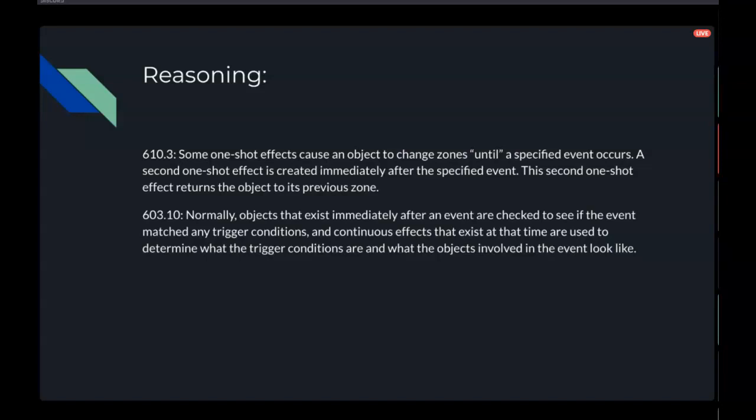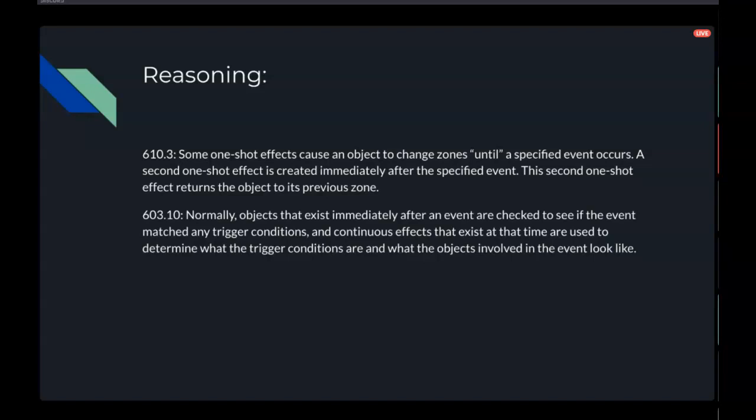Now, the other rule we have here is for triggers, objects that exist immediately after the event are checked to see if the event matched any trigger conditions. So immediately after Banisher Priest dies, we check to see whether there's anything that should trigger off of it dying. So we have both of these happening at the same time. We have Vulturous Zombie returning to the battlefield at the exact same moment as we are checking for triggers. And this doesn't really make sense. We have a card changing zones at the same time as we are trying to tell what zone that card is in. So this doesn't really have a defined answer. The rules just don't cover this because we don't know whether we're supposed to see it as being on the battlefield or being in exile, because they're happening at the same time.